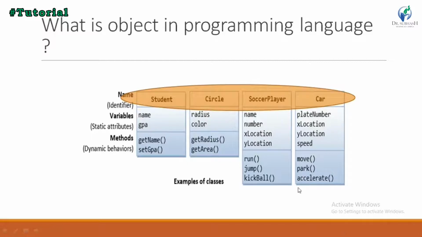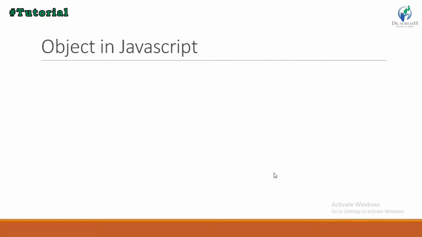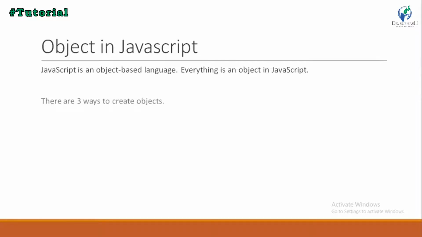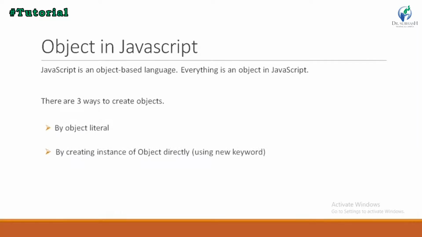JavaScript object. See, the concept of the object is never going to change in any programming language. So in the JavaScript object, the concept of the object remains the same. In JavaScript, everything is treated as an object. There are three ways to create an object. The first one is by object literal, the second one is by creating an instance of the object directly, and the third one is by object constructor.